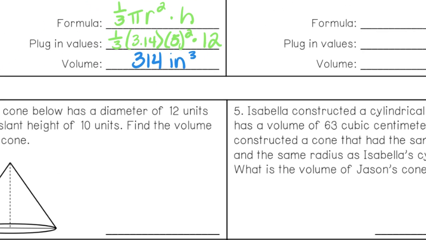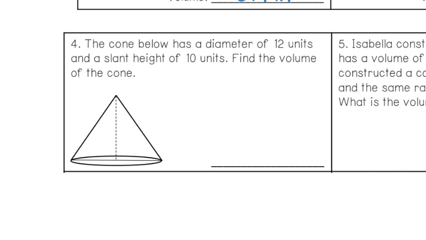All right, let's try the next one. Again, we're given a cone. We are told the diameter is 12 units and a height of 10. We're still going to use that exact same formula. So volume equals 1/3 area of the base times height. So 1/3 of pi r squared times height.